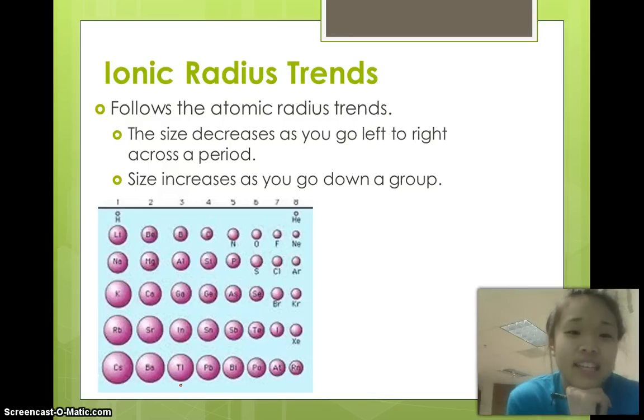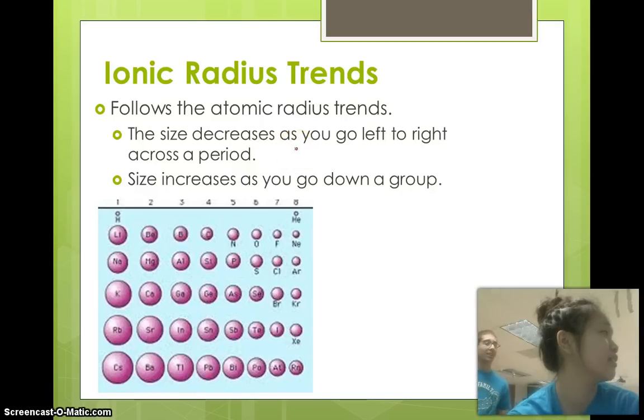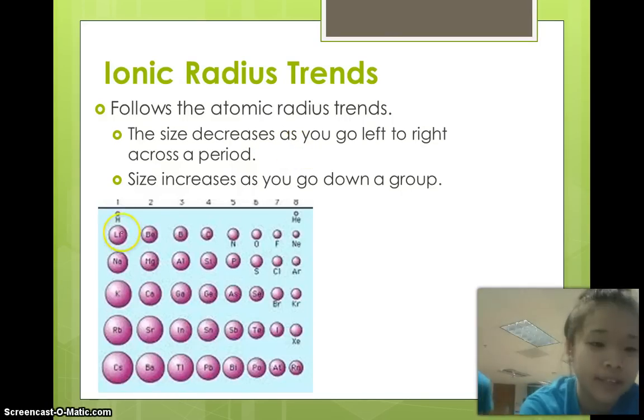All right. Ionic radius trends follow the atomic radius trend. The size decreases as you go left to right across a period, and it increases as you go down a group. Did I say increase or decrease? I don't know. All right, I'll show you here. As it goes left to right, it decreases. And as you go down a group, it increases.